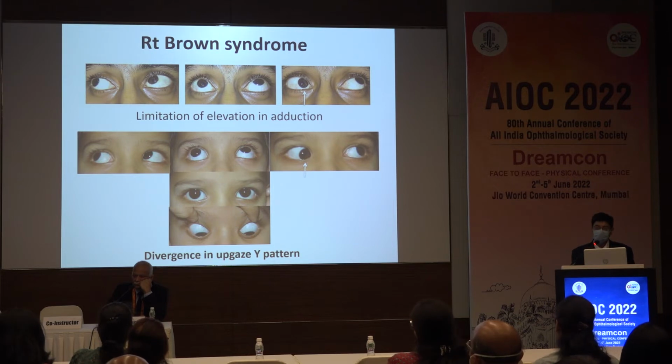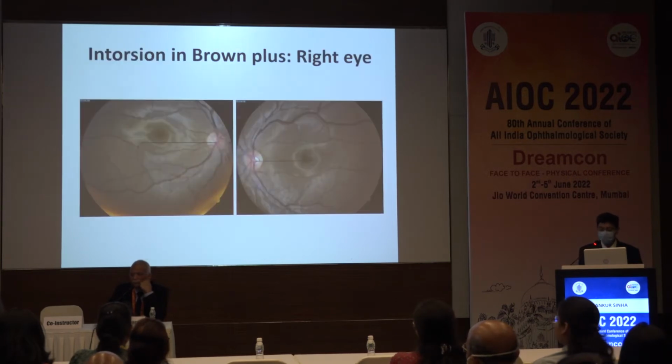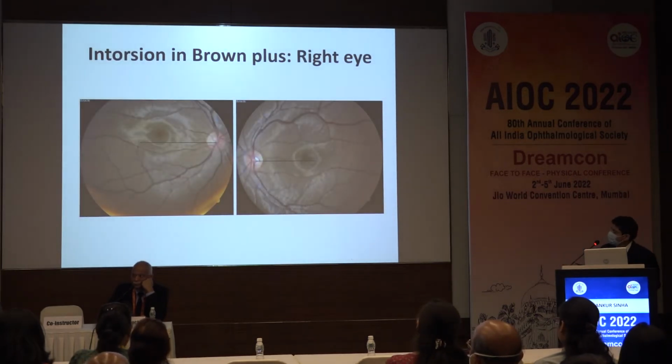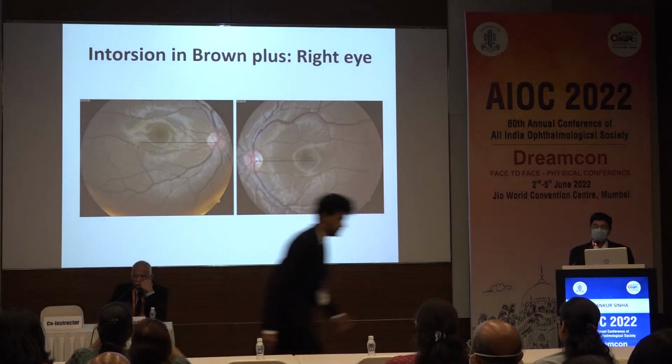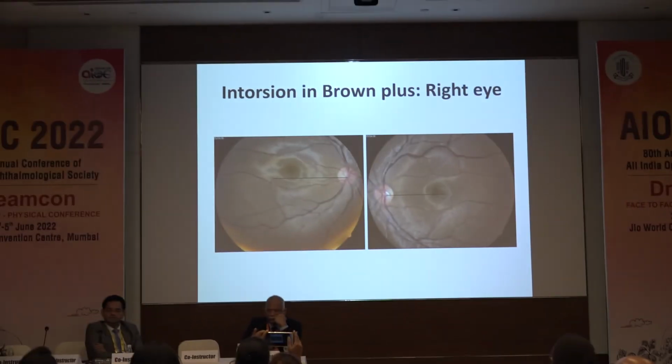If there is a superior oblique overaction, you're expecting an A pattern, but the patient looking up, the eye moves out in a kind of Y pattern. So that's when you start thinking. In the presence of a superior oblique overaction, you would see a significant amount of torsion in the fundus. So Brown's plus would be diagnosed accordingly.